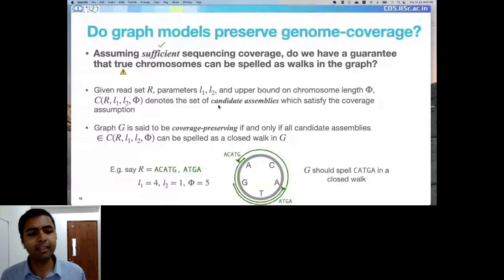So for example, again, if you have two reads and these parameters, then from these reads, we know that CATGA is a candidate assembly. So for the graph G to be coverage preserving, it must spell this candidate assembly as a string walk in the graph.